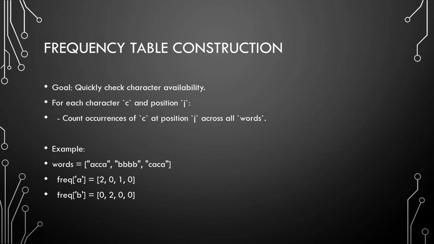Step 1 involves constructing the frequency table. For each character and position, we will count how often each character appears at that position across all the words. This will allow us to quickly determine if a particular character is available when trying to form the target string.